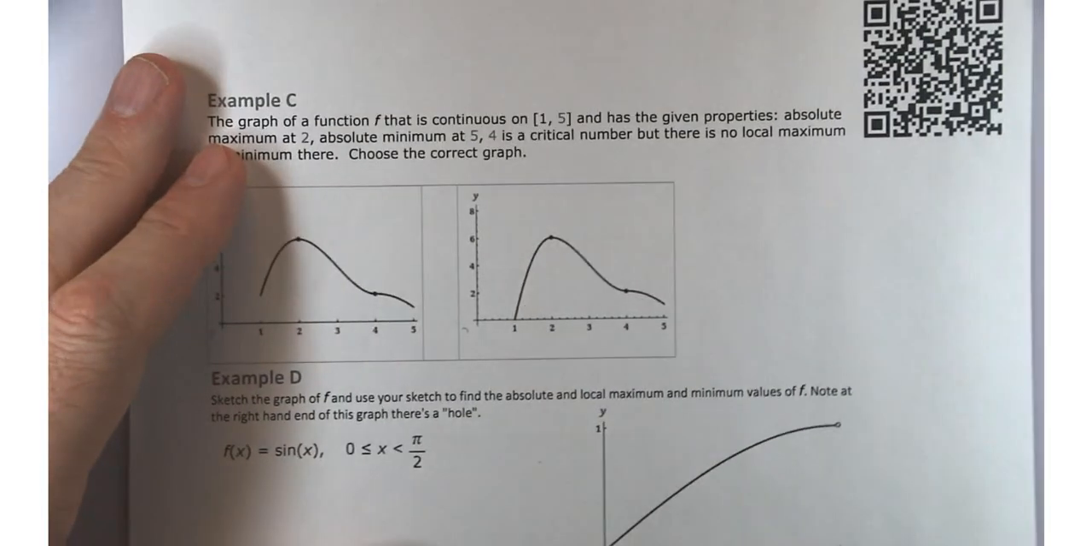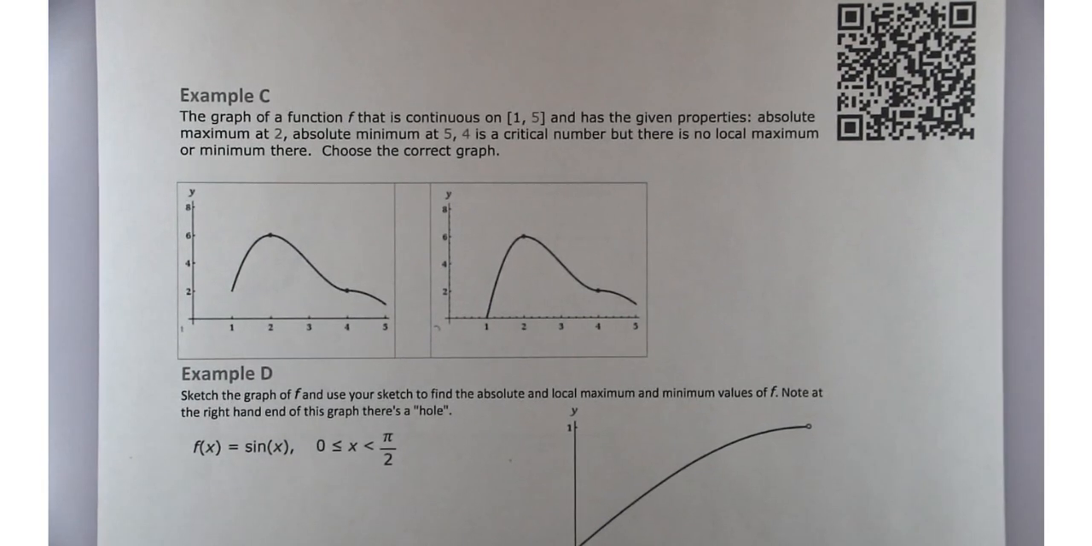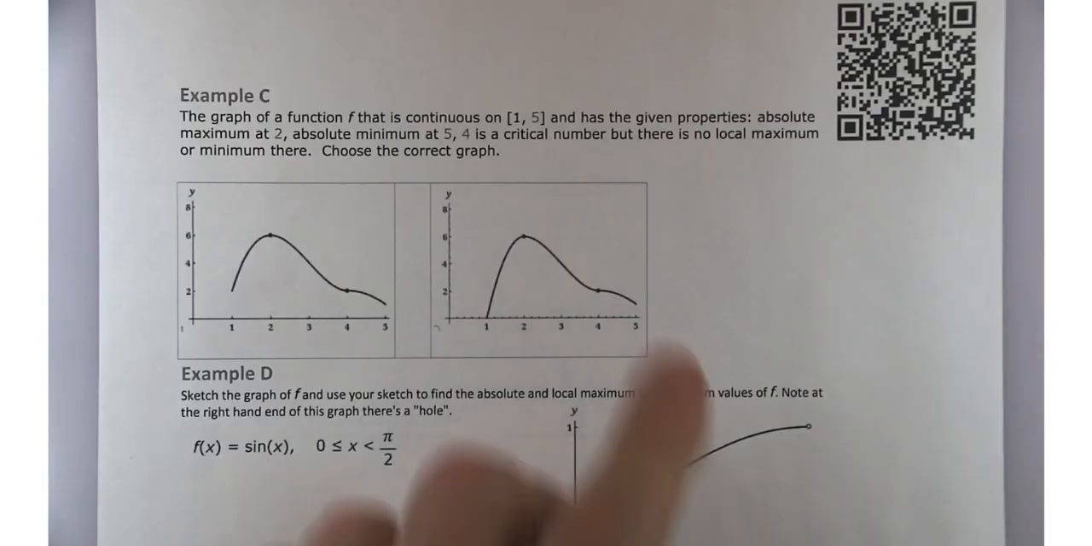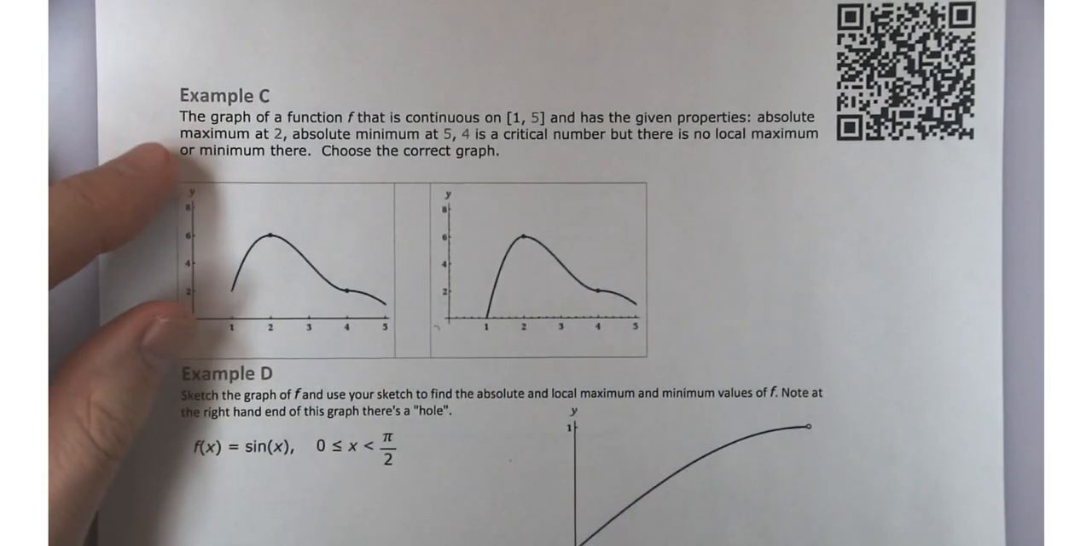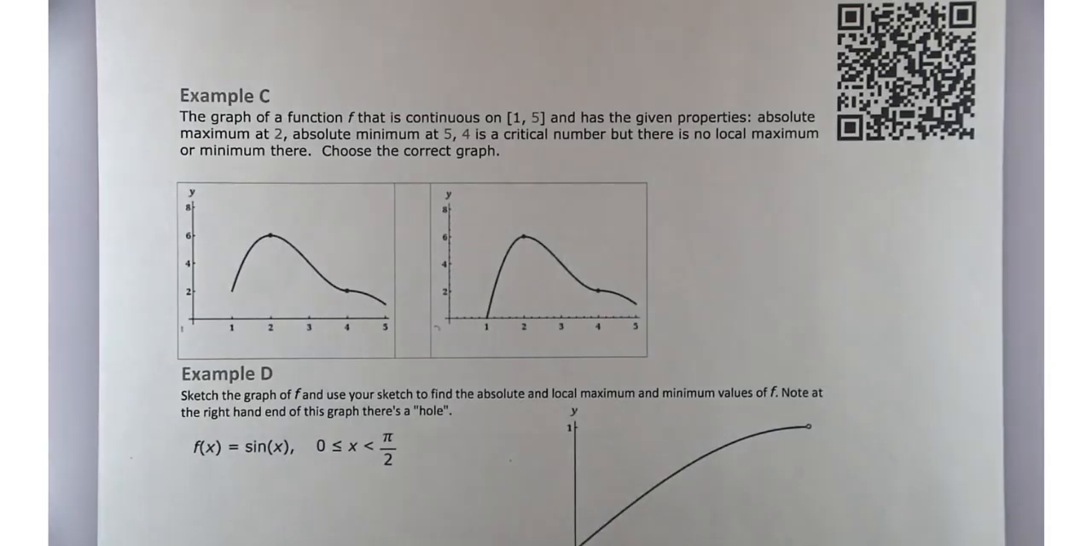Let's move on to example C here. The graph of a function that is continuous on 1 to 5 has the given properties: an absolute maximum at 2, absolute minimum at 5. 4 is a critical number, but there is no local maximum nor local minimum there.